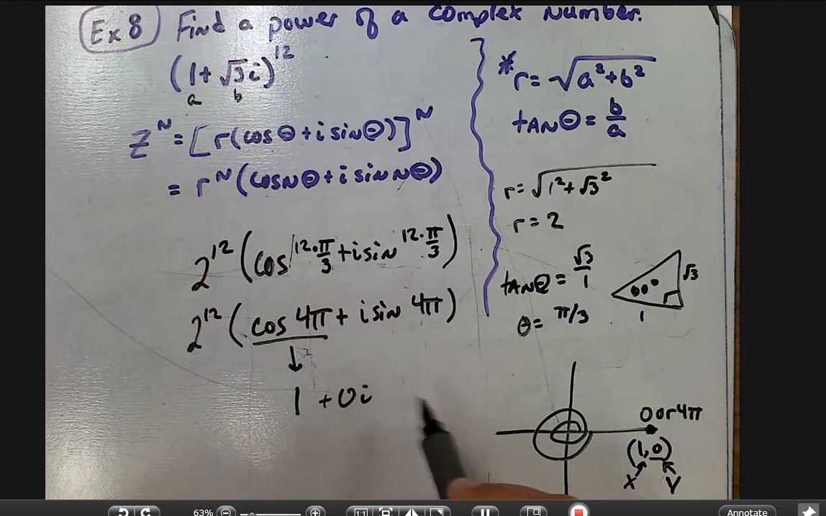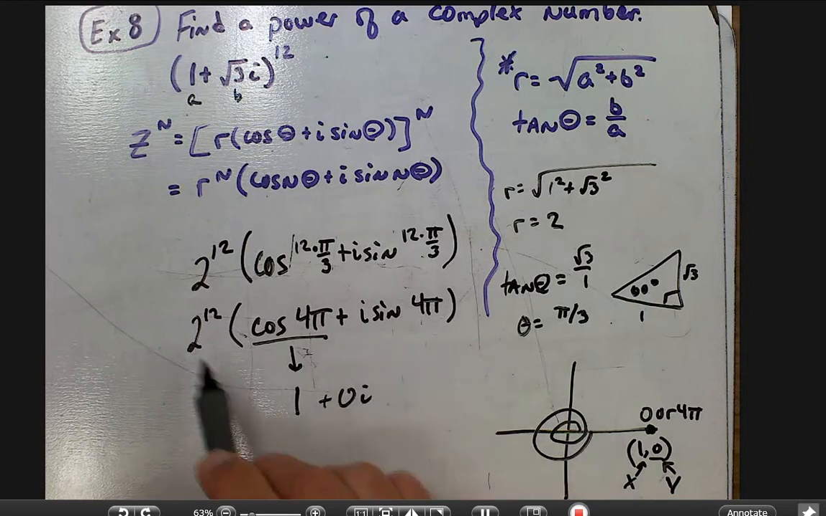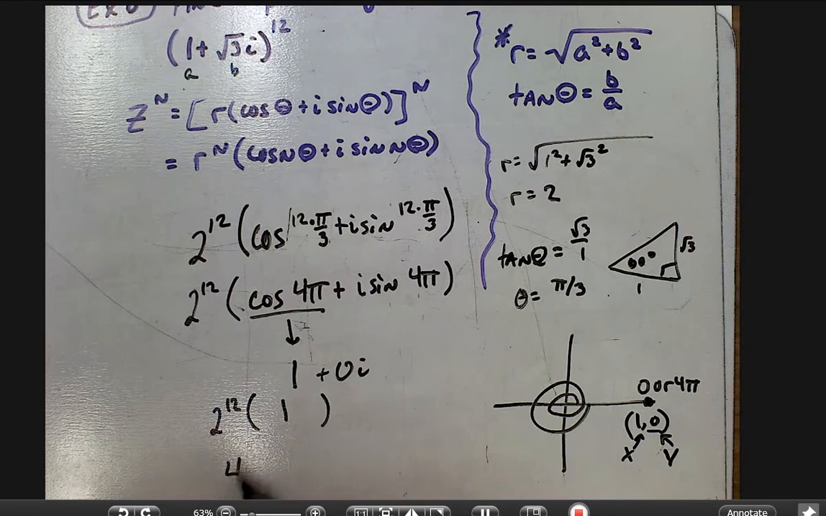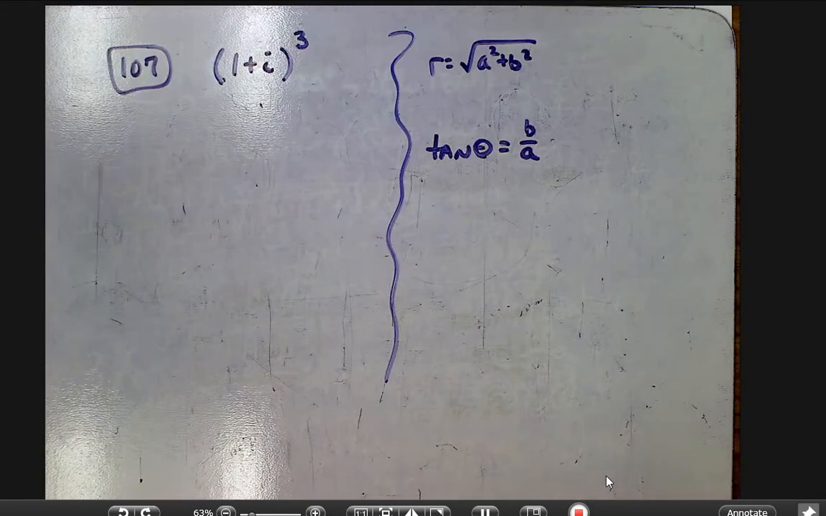So plus 0i. And so 2 to the 12th, and then 1 plus 0i would just be 1. 2 to the 12th is 4,096. 4,096 times 1 is just 4,096. So in this situation, the answer turns out to be 4,096. Go ahead and try number 107. Press pause if you need to, or rewind a little bit to come back to look at the example again.